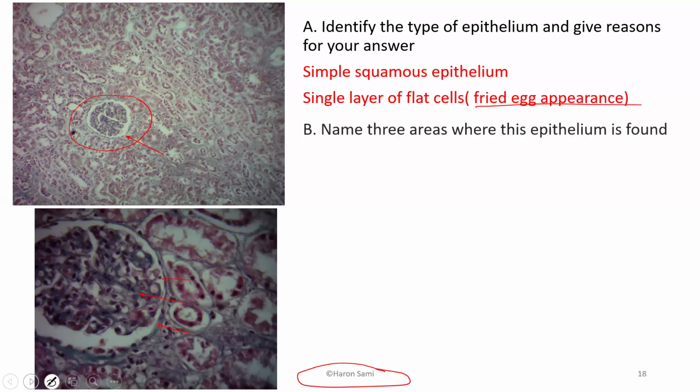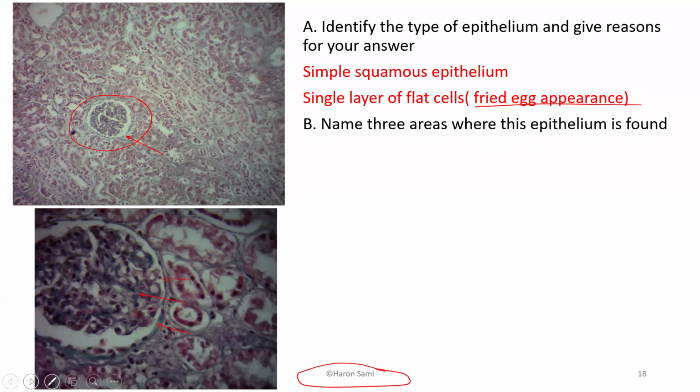Now on to the second question. Name three areas where you would expect to find this type of epithelium. Very good. Alveoli. Endothelium. Very good. Where else? Apart from alveoli and endothelium. Renal corpuscles. Okay. Cornea. Okay.